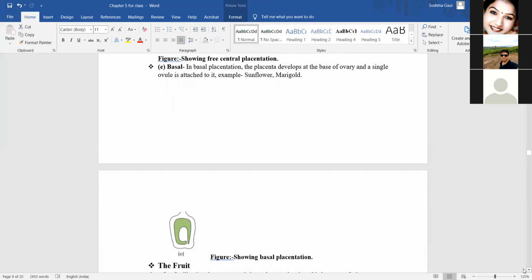Yes, ma'am. What will be in basal placentation? See, this is the diagram for basal placentation. In basal placentation, the placenta develops at the base of the ovary and a single ovule will be present here. So this is your placenta and this is the ovule, and only a single ovule remains attached to the placenta. Its examples are sunflower and marigold.